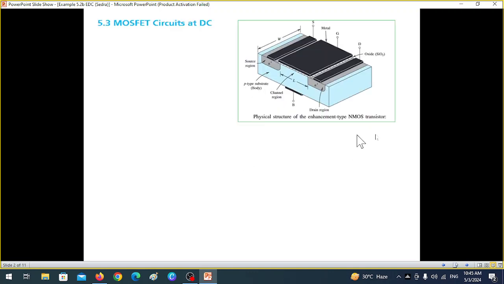Some theory. This is the structural diagram. The main point to note is the length and width, which we'll be using in some formulas. And this is one of the equivalent circuit diagrams. This is the MOSFET, and you can see we have the gate and source, and we have the drain and source. This is drain and source, and this is gate and source.